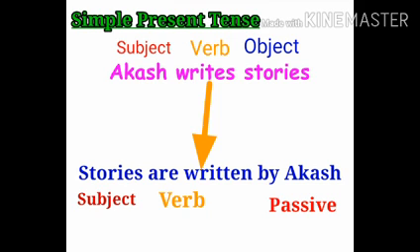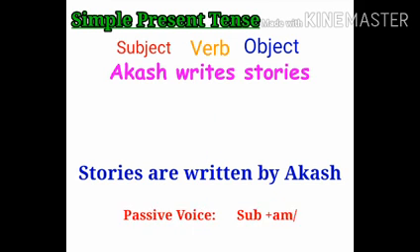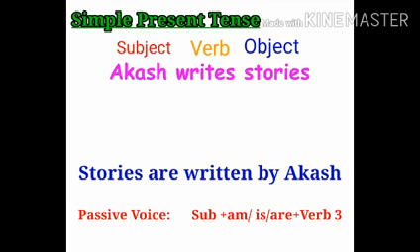So the formula of the passive voice of simple present tense is subject plus is or are plus V3, the third form of the verb. Remember always, in every passive form we use the third form of the verb. If you just observe, we can see what changes have happened in both sentences.